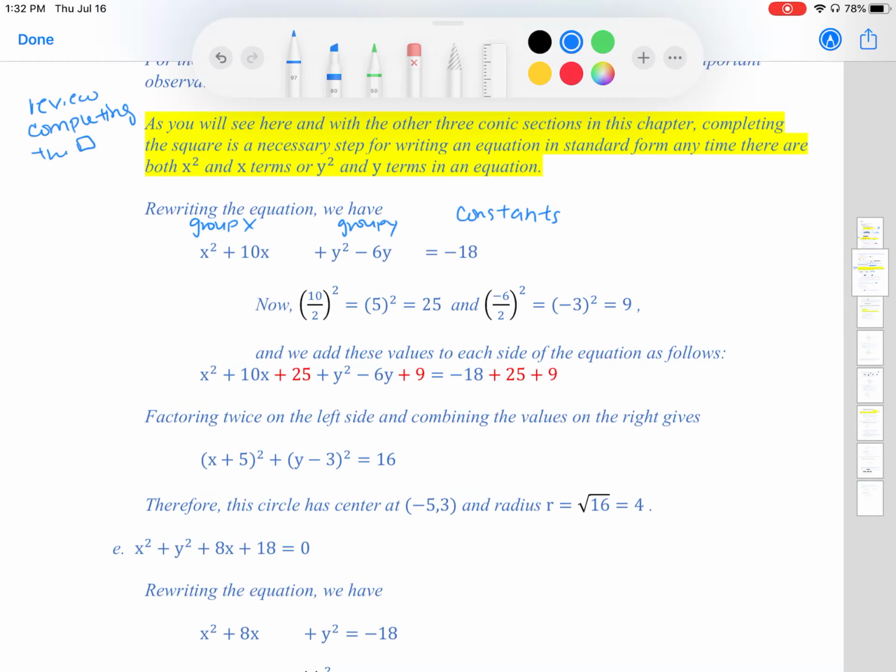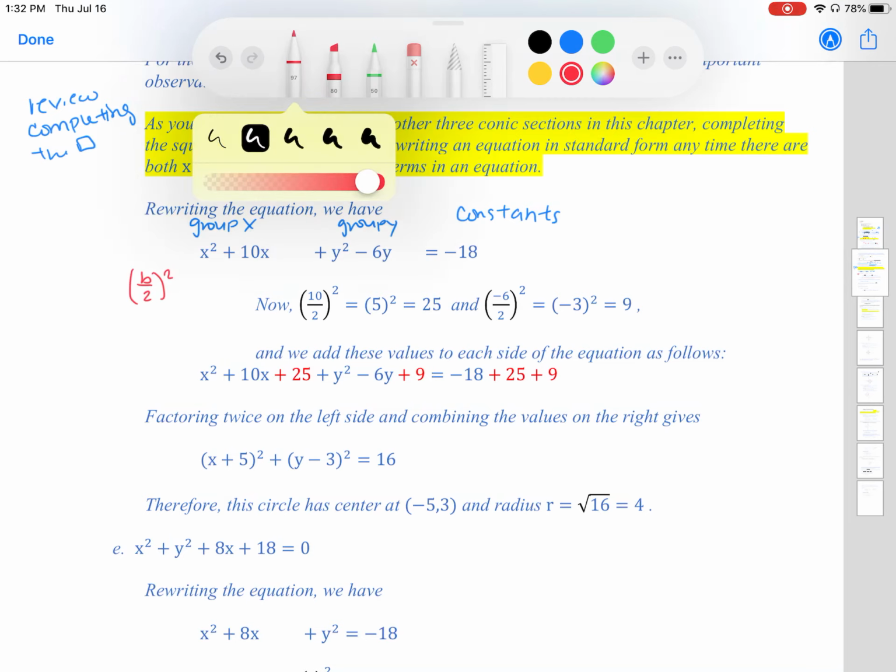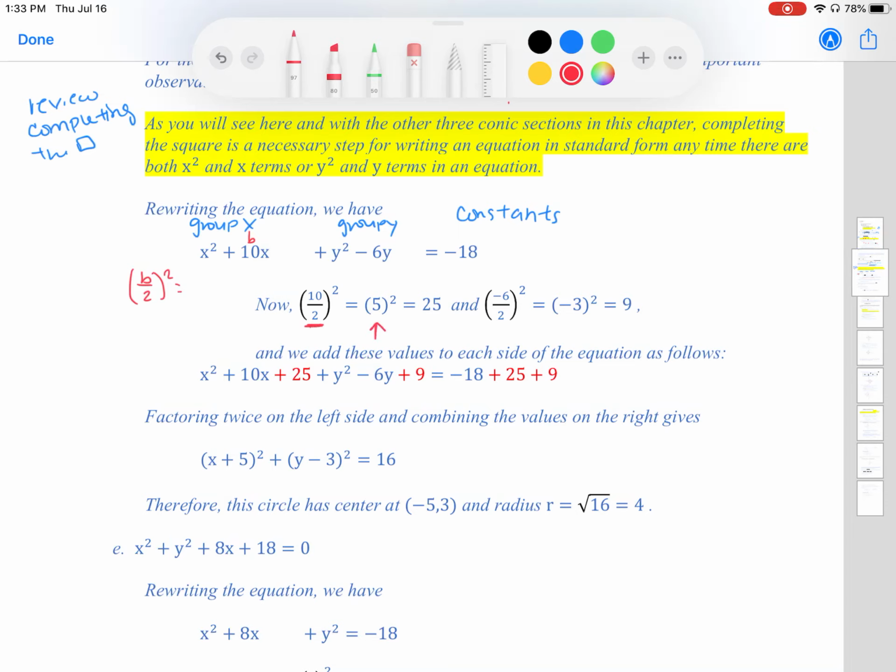All right, now I need to complete the square. Completing the square is this formula that we learned. It's b over 2 squared. And we take our b term from our quadratic. So our b would be 10. So that would be 10 divided by 2 squared. 10 divided by 2 is 5 squared. And so we get 25. So I have to add 25 to both sides.